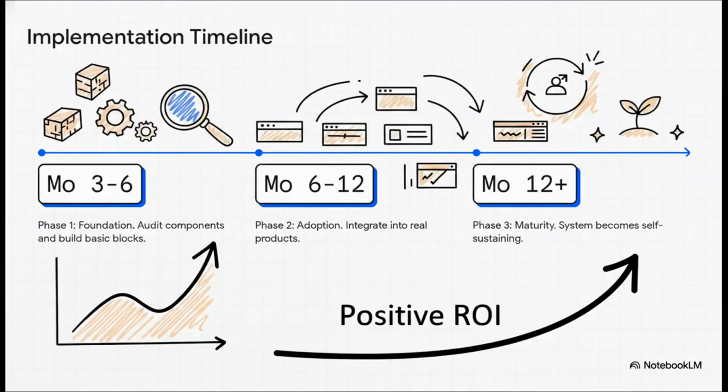Here's a realistic timeline of what that curve actually looks like. Phase 1 is the foundation stage. Think 3 to 6 months to audit your current components and build out the basic building blocks. Next up is Phase 2, adoption. This takes about 6 to 12 months. This is where teams start plugging the system into real products, and you really start seeing productivity accelerate. Finally, Phase 3 is maturity, right around that 12-month mark and beyond, where the whole system becomes self-sustaining. The huge takeaway for executives here: you're typically hitting positive ROI by year 2.